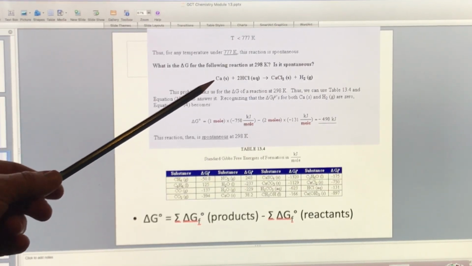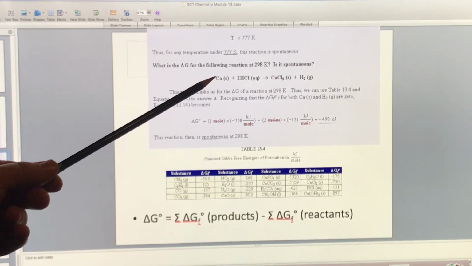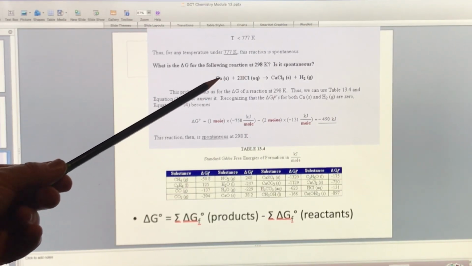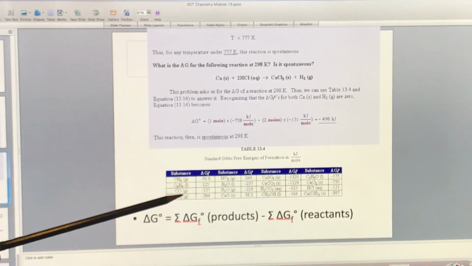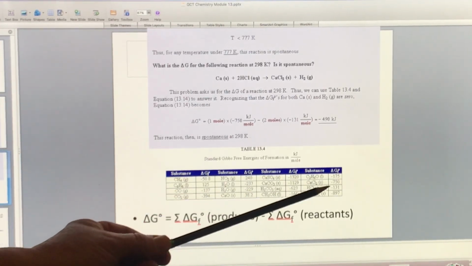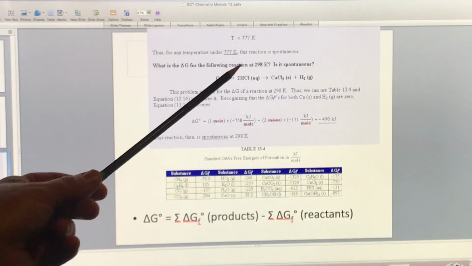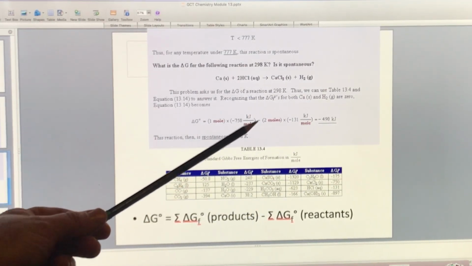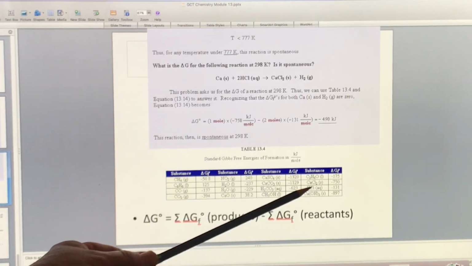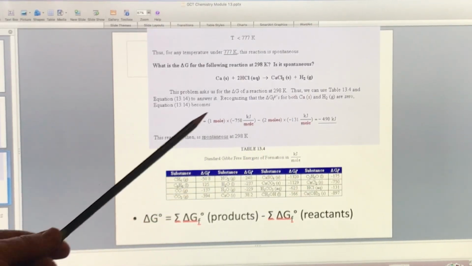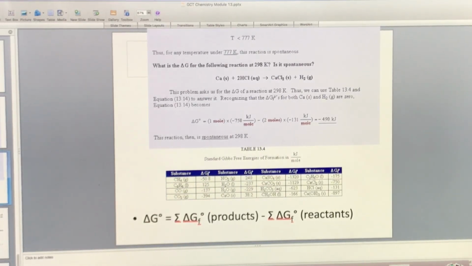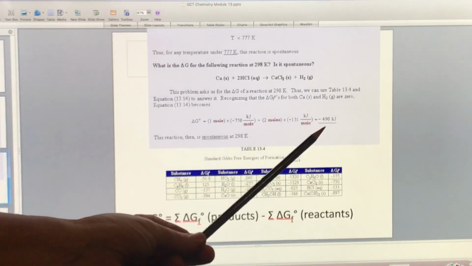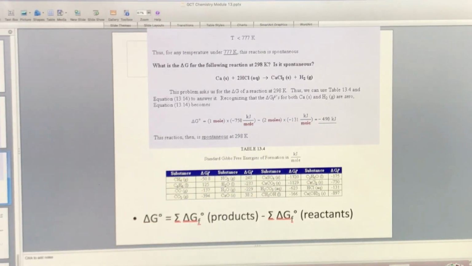The calcium is negligible because it would be 0 since that's in its elemental state, and here we would look for the hydrochloric acid, which is here, the 131, and there's 2. You can see the stoichiometric coefficient, so it's 2 times the table value here, and then when everything is processed, we get a negative 490 kilojoules. Since this is less than 0, then the reaction is spontaneous.